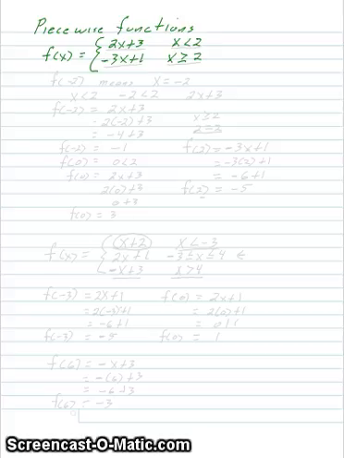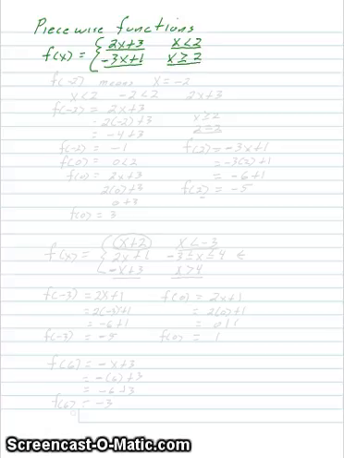So this expression right here, 2x plus 3, can only be evaluated for values less than 2. And that's what this piece right here says. Negative 3x plus 1, that expression can only be evaluated for x's 2 or greater.